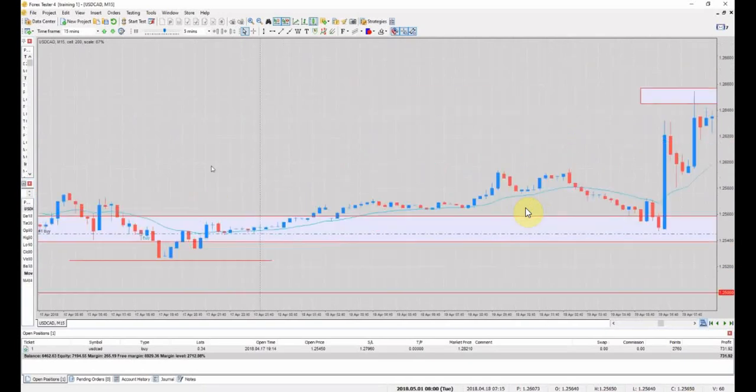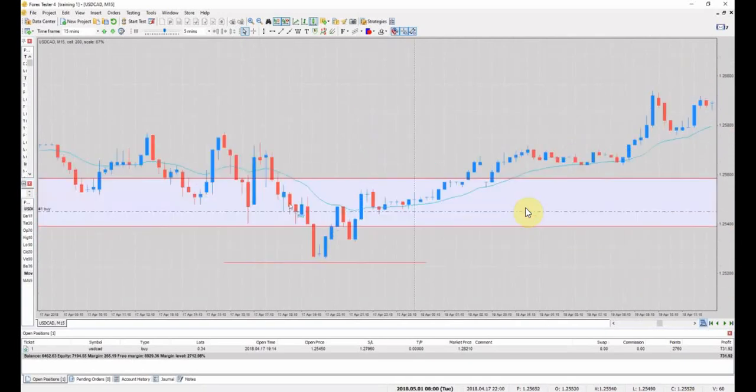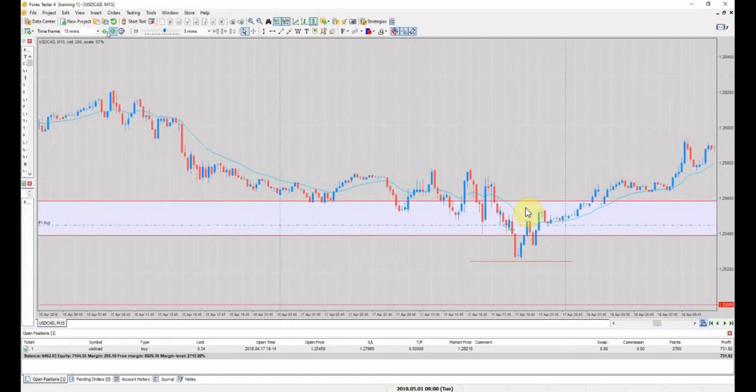We kind of entered a bit early. I entered right here on this pin bar. It was kind of a big pin bar for me. I probably shouldn't have entered, but I had a 25-point stop, just below here at this red line, and we see price came down and reversed.